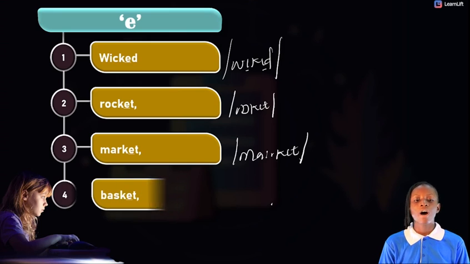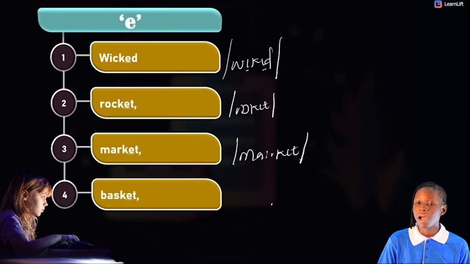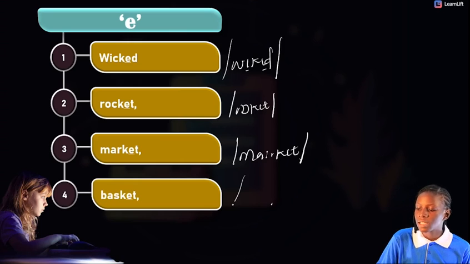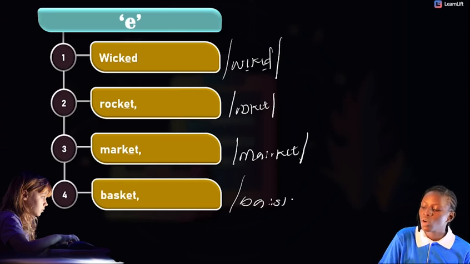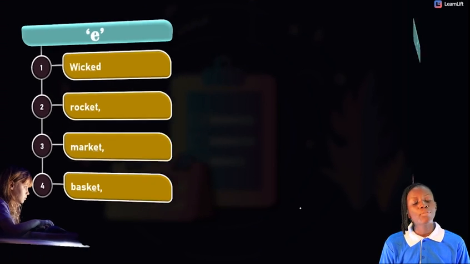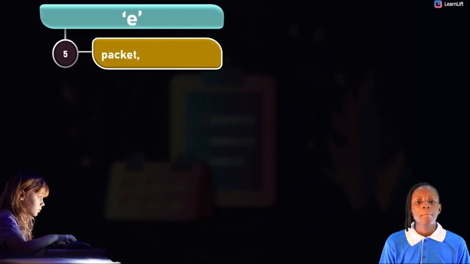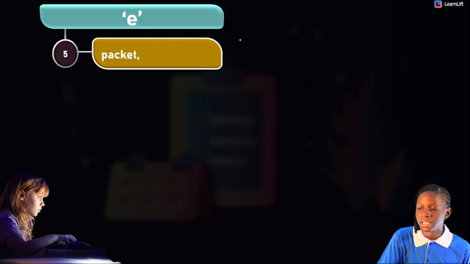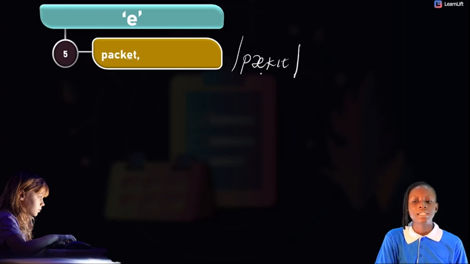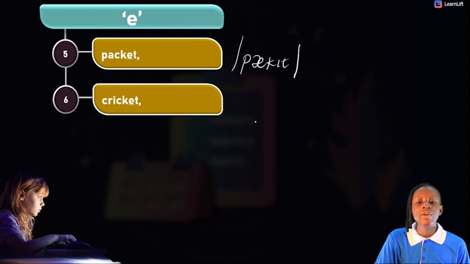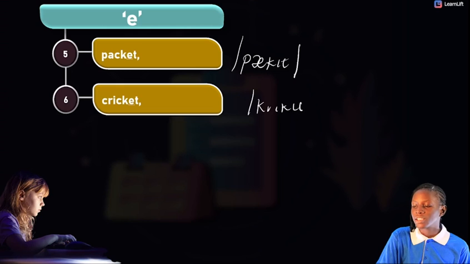Next example we have our basket. Now basket is transcribed as this. Basket. Only what is heard should be transcribed. Next example we have packet. A packet of biscuits. Now my packet is transcribed as this. Packet. Next we have our cricket. My cricket is transcribed as this. Cricket. The E sound is found here.